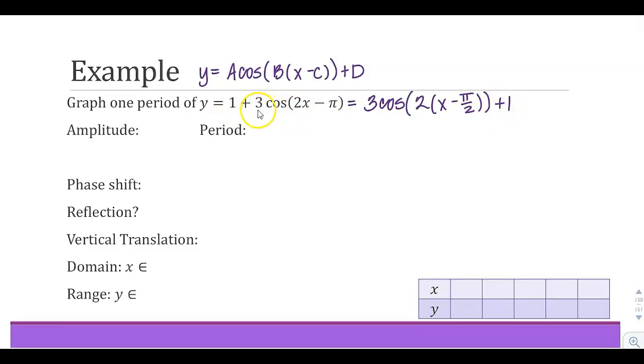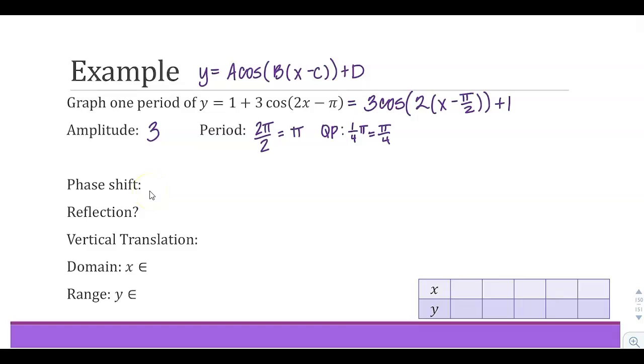And just to be clear, don't be tempted to add these together. These do not add together. We have to follow order of operations. So let's label our amplitude, which is positive 3, the number multiplied to cosine. Period is 2 pi over b, 2 pi over 2, so we get just pi. And let's identify the quarter period as well. The quarter period would be 1/4 of that, and 1/4 of pi is just pi over 4.